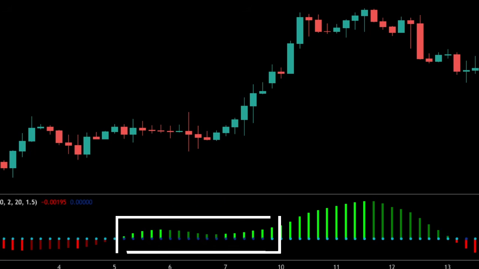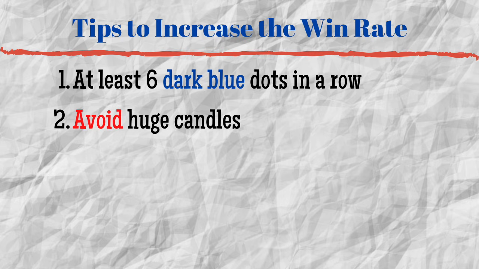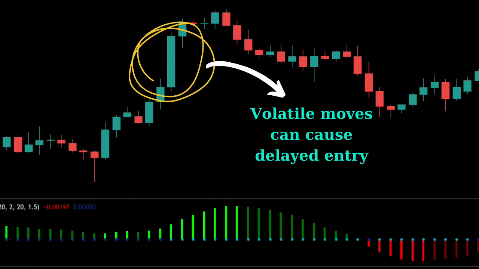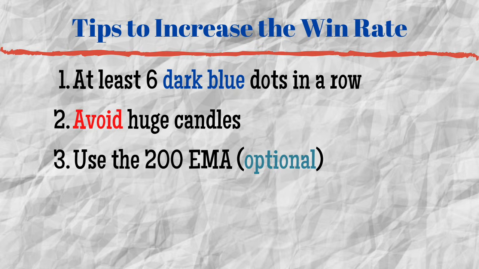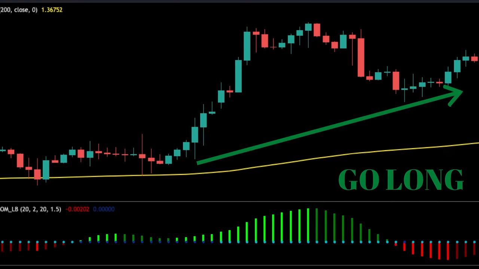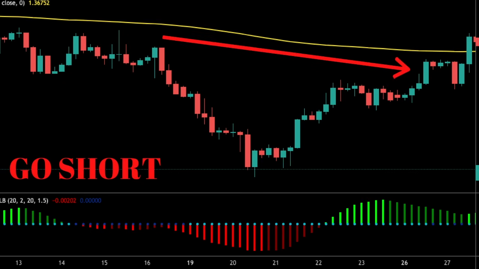Second, since it's a lagging indicator, very volatile moves can make you have a delayed entry, and the momentum will be long gone when you enter your position. So open your eyes for huge price changes, and avoid opening a position if you see a really huge candle. Third, you can use moving averages to filter your entries, as we do with nearly all of our strategies. If the price is above the 200 EMA, only look to go long, and only take the short entries when the price is below the moving average.